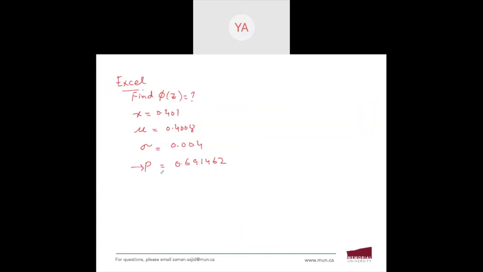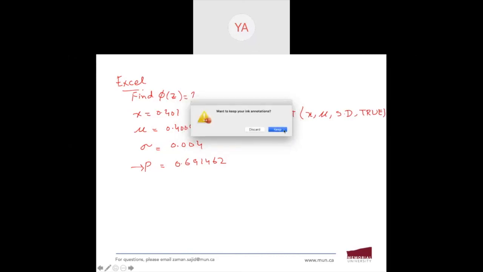I'm going to show you how we do this in Excel. Now the formula that you use is NORM.DIST: your X value, your mean value, your standard deviation, and then your cumulative function. I will show you in Excel as well. Now let's go to Excel and I can show you.